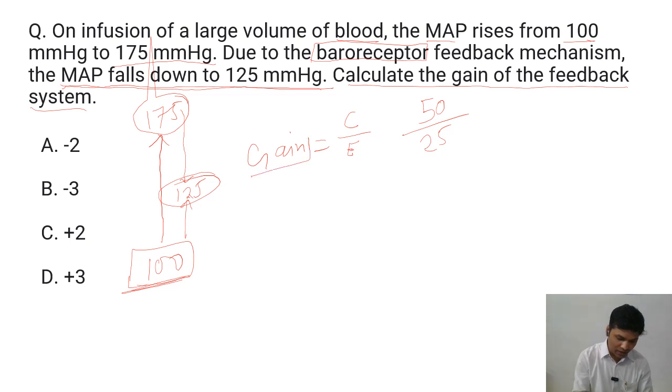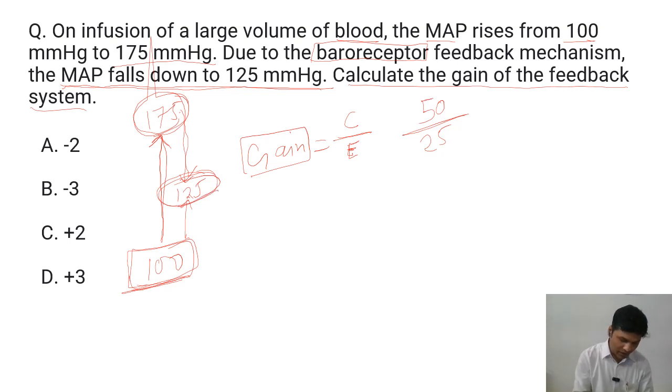So to calculate gain, it is correction divided by error. The correction is 50 millimeter of mercury, because initially it was 100, pressure increased to 175, then the baroreceptor corrected it but not to the normal level, only up to 125. So the correction from 175 to 125 is 50 millimeter of mercury. So 50 is the correction.